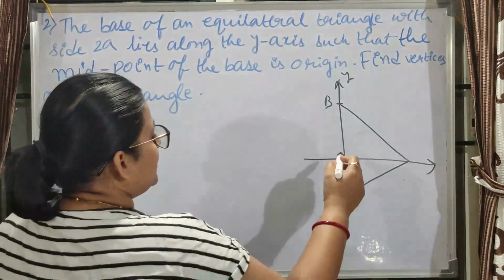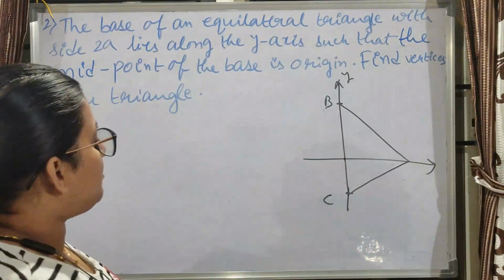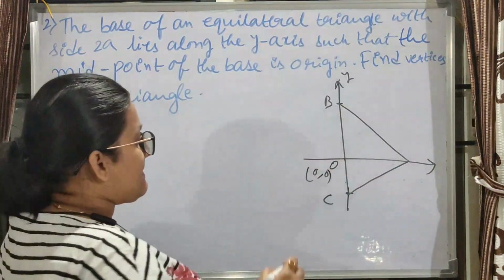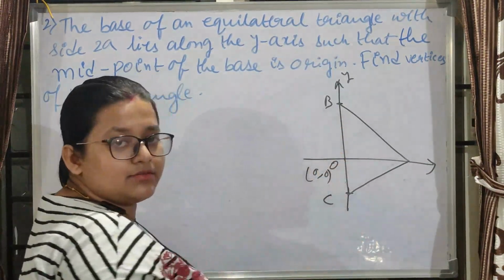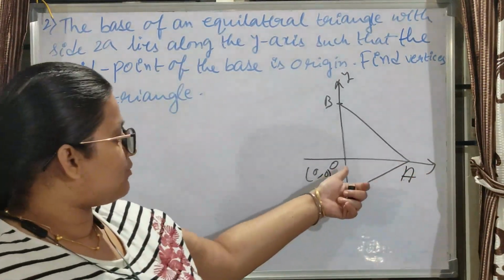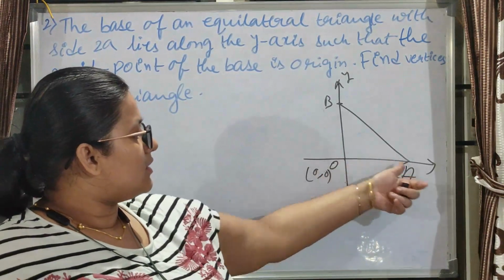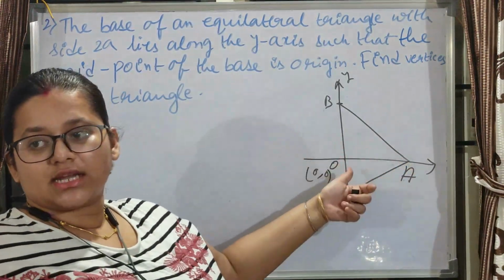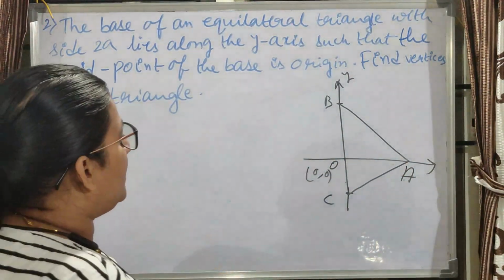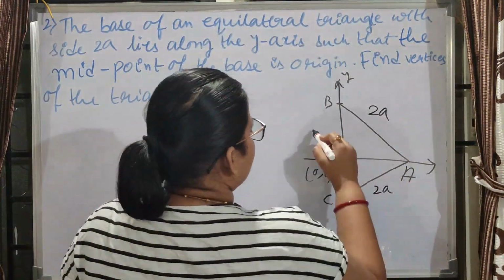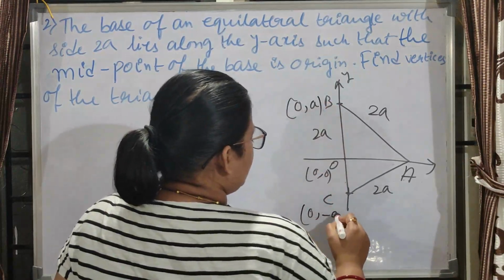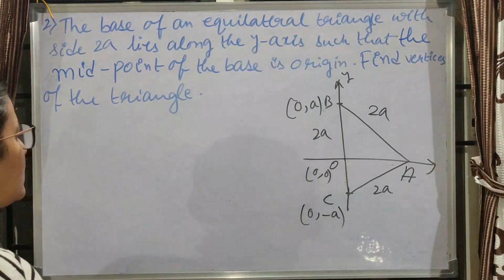It's given in the question. So if O is the midpoint, that means this is O, this is the midpoint. So OB length and OC length will be equal, and OA will be the median. OA will be the median because this is the midpoint, as we have taught in the last lecture: any straight line from the opposite vertex to the midpoint of a side is called the median. So OA will be the median and all sides' length is 2a because it's an equilateral triangle. So these coordinates will be (0, a) and (0, -a) because both are lying on the y-axis.